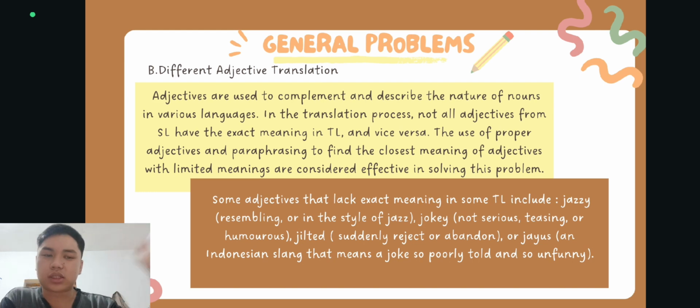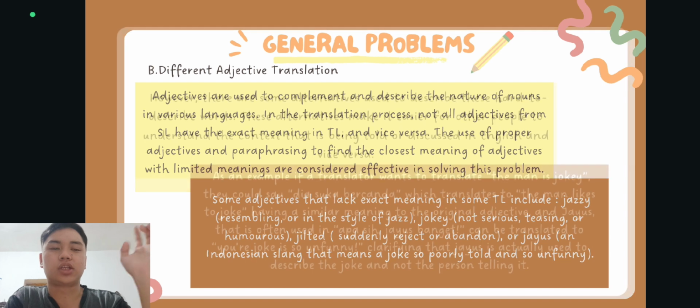Some adjectives that lack exact meaning in some translated languages include jazzy, meaning resembling or in the style of jazz; jokey, meaning not serious, teasing, or humorous; jilted, meaning suddenly rejected or abandoned; or jayus, an Indonesian slang that means a joke so poorly told and so unfunny.